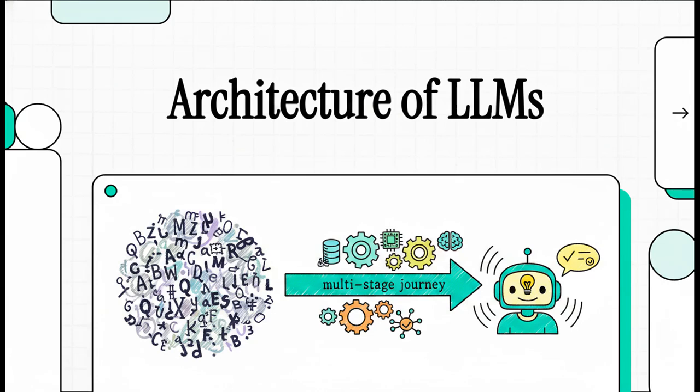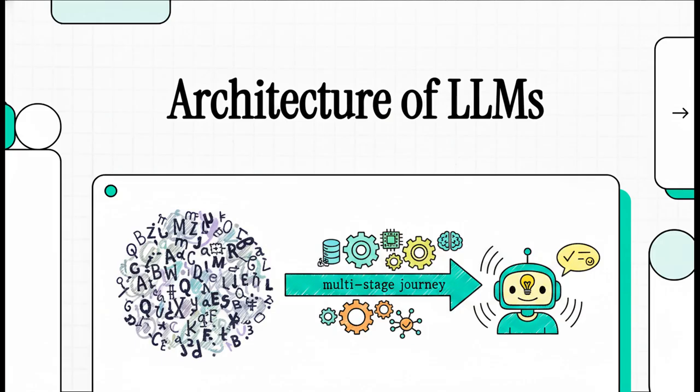Hey everyone, let's jump right into this explainer. Today, we're doing something really cool. We are going to reverse engineer the incredible, multi-stage journey of building a large language model. We'll literally trace the path from raw, chaotic text all the way up to a highly capable AI assistant.